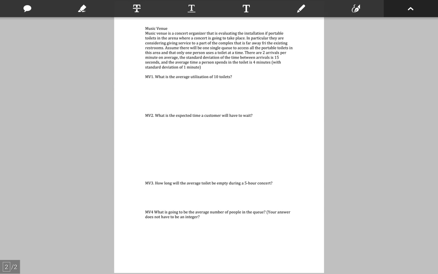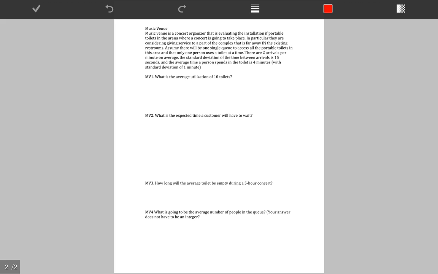Let's go to the second question. In this question, we have multiple servers. In this case, the restrooms, these portable toilets, are the servers. It's kind of difficult to think of them as servers, but you can thank my creativity for that.